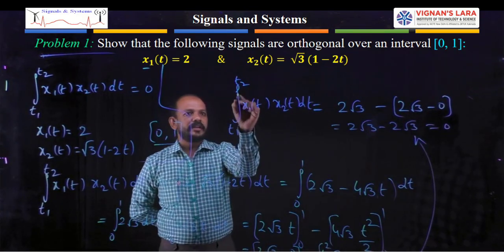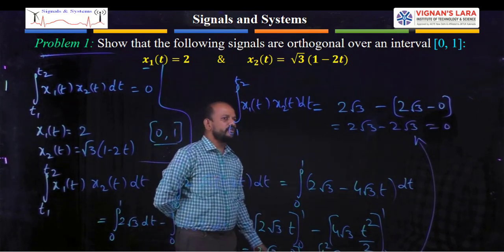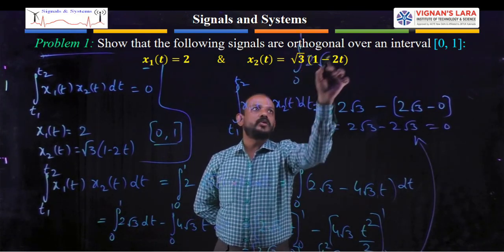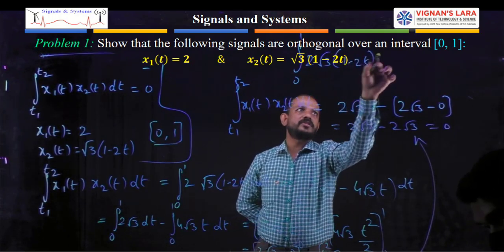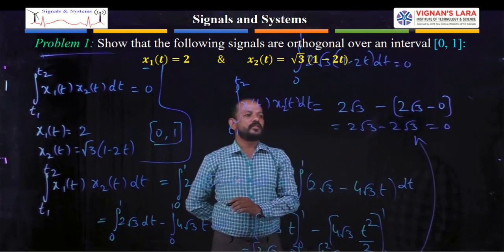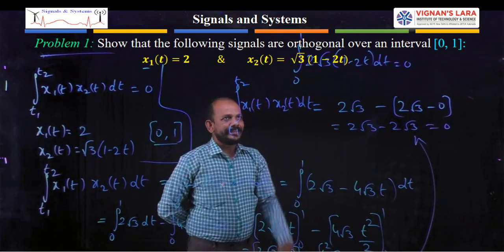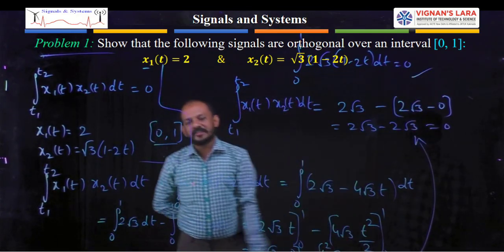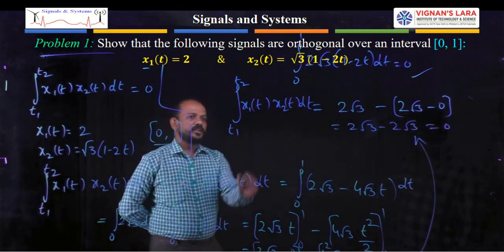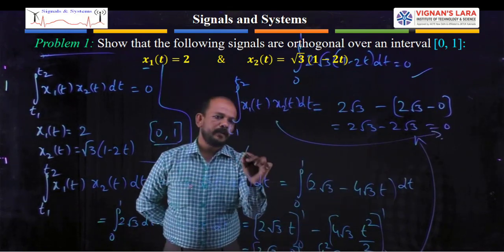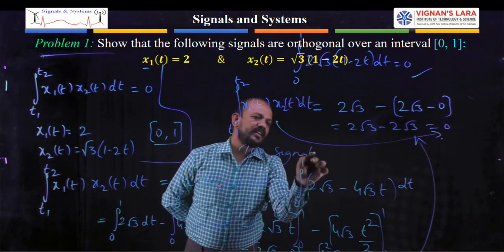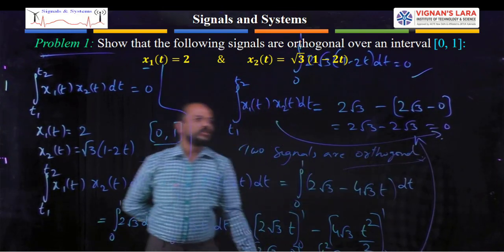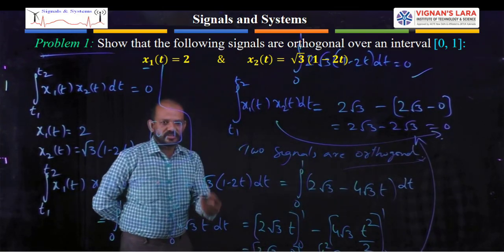So finally what we got? Integral t1 to t2 of x1 of t x2 of t dt equals 0. Or according to our problem, integral 0 to 1 of 2 root 3 into 1 minus 2t dt will also be equal to 0. That is, the integral of the product of the two signals over the given interval is 0. So we can say that the given two signals are orthogonal to each other. So this is our first problem.